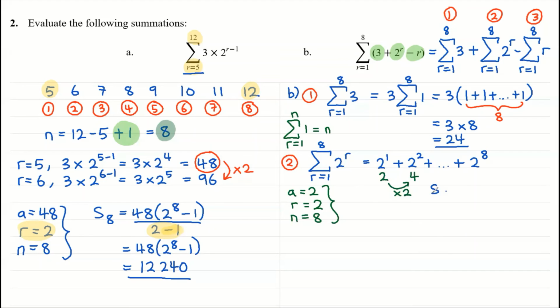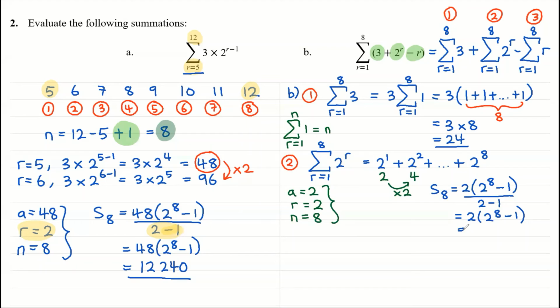So the sum of 8 terms is going to be A, and r is greater than 1, so we're going to use the r minus 1 version. 2 to the power 8, subtract 1 over r minus 1, which is, of course, 2 minus 1. So this is just going to be 2 multiplied by 2 to the power 8, subtract 1.